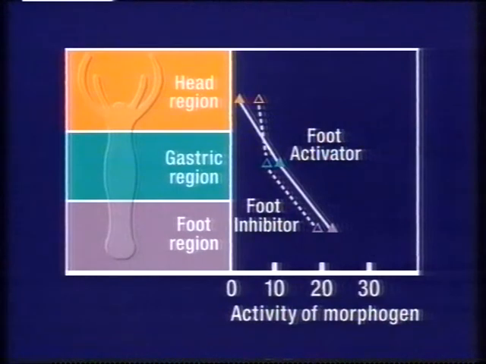Of course, in addition to the two gradients that control head formation, there's a similar pair that controls foot formation. These have similar properties. It's just that their maxima, instead of being in the head, are in the foot.